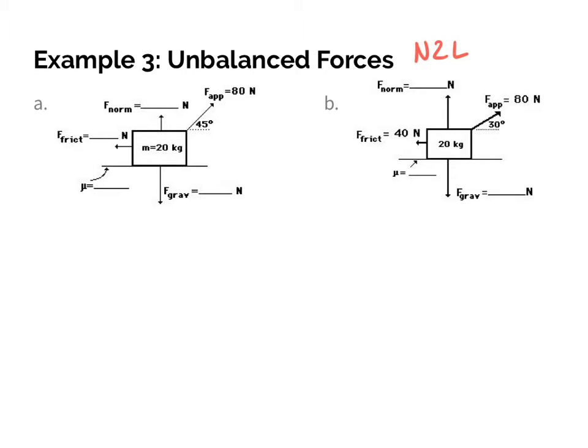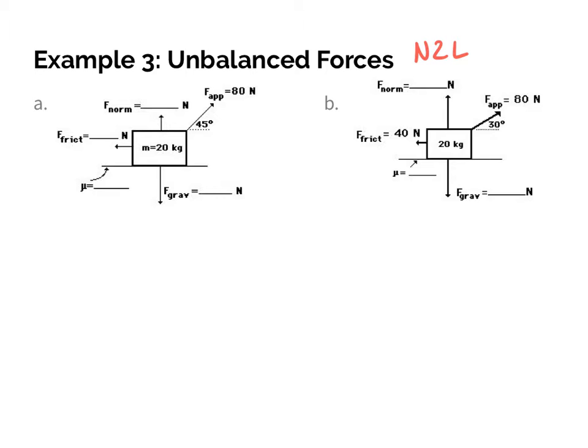We've seen these diagrams before, but now we're going to make use of two-dimensional forces. You'll see here that I have an applied force at an angle of 45 degrees, and that's equal to 80 newtons. We have the force of gravity pulling downward. We have a surface, obviously, so we have our normal force pushing up, and with the object potentially moving, we have the force of friction going on here.